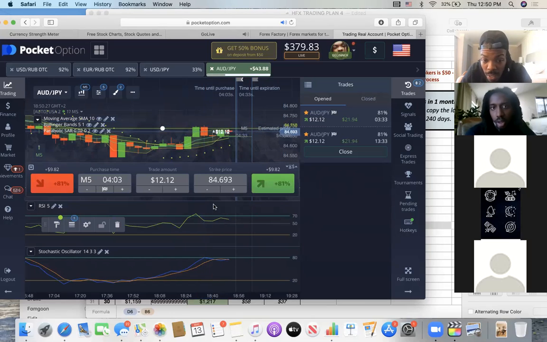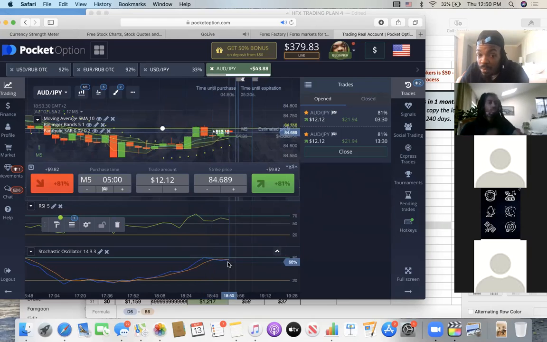Y'all see how the lines crossed again? Then it opened up. It just crossed back. So that's how she knows it's going back. Well, look, they crossed it back again.